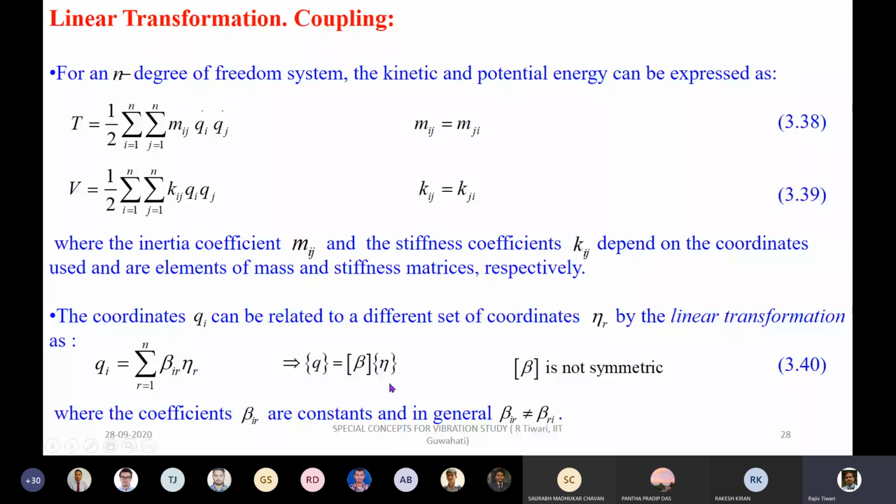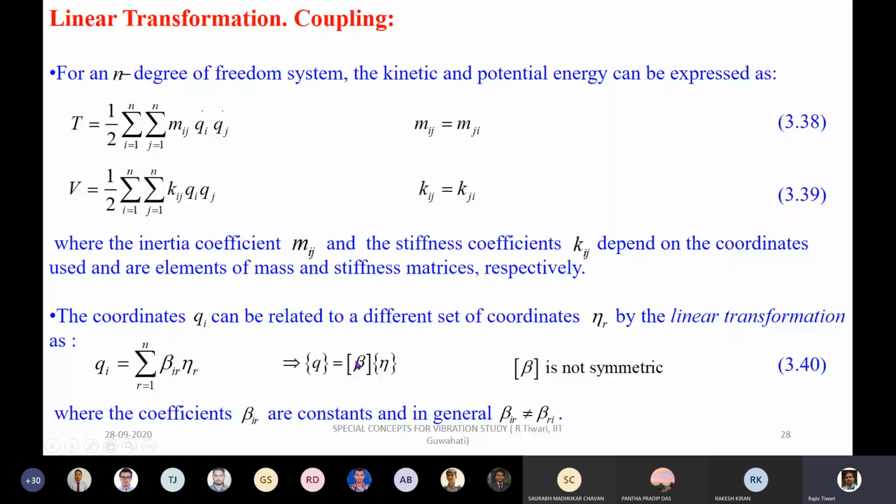So beta is a matrix which is of size n into n, where n is the number of degrees of freedom of the system, or the number of generalized coordinates. And here you can see that beta will not be symmetric in general, unlike in the case of the mass coefficient or the stiffness coefficient. This is a geometrical relationship between these two generalized coordinates. So not necessarily will this beta be symmetric. It is important to note that beta ir is not equal to beta ri.